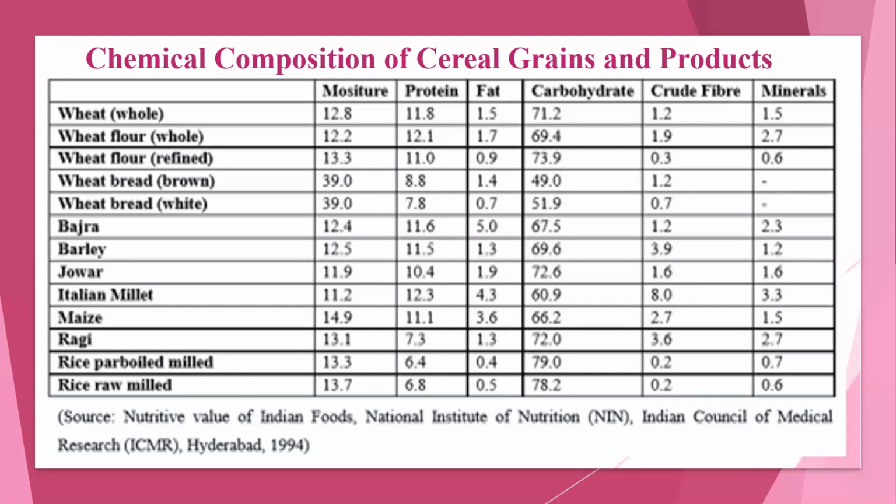Similarly, mineral content ranges from 0.6% in milled raw rice to 3.3% in Italian millet. That is all about chemical composition range in different cereals as well as cereal products.